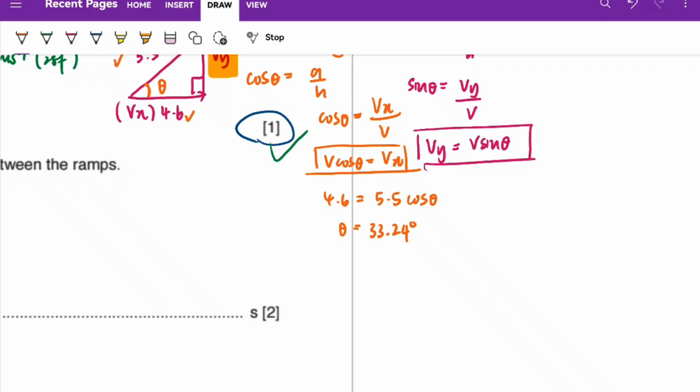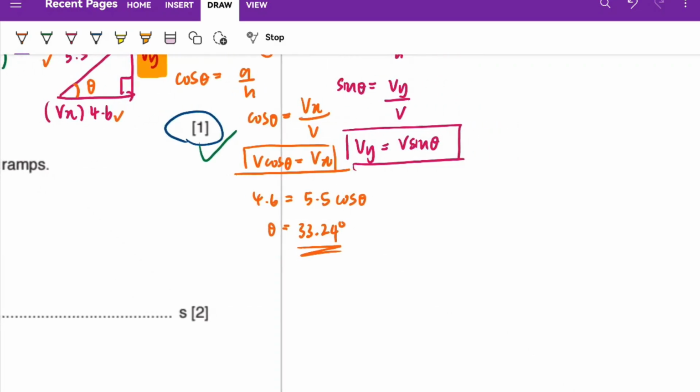Okay, so this is your angle. Now we have our angle. Can we find our vertical component of the car's velocity? Of course. Vy equals 5.5 sine the angle 33.24. You will get 3 meters per second as your answer. You will still get the same answer.